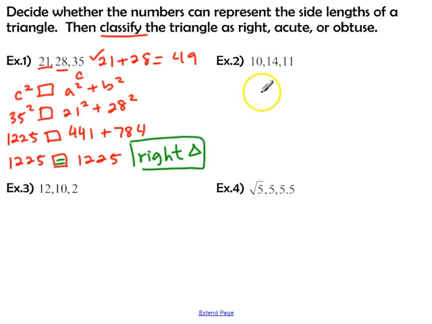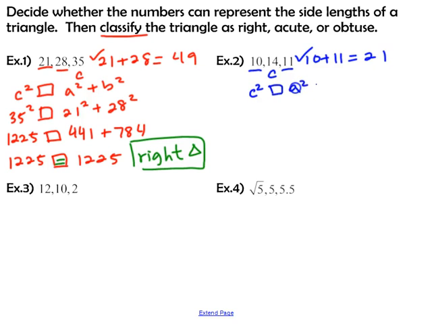So let's look at example 2. Remember, first we need to decide whether it actually makes a triangle. So 10 plus 11 is equal to 21, which is bigger than 14. So this does make a triangle. So 14 is going to be our C in our Pythagorean theorem converse.